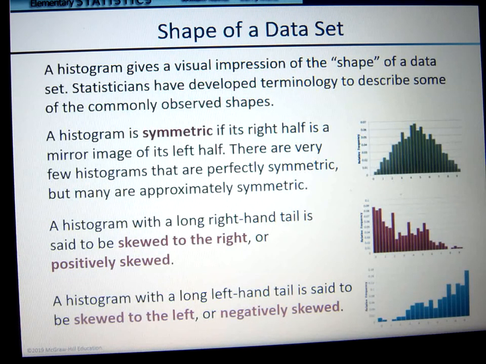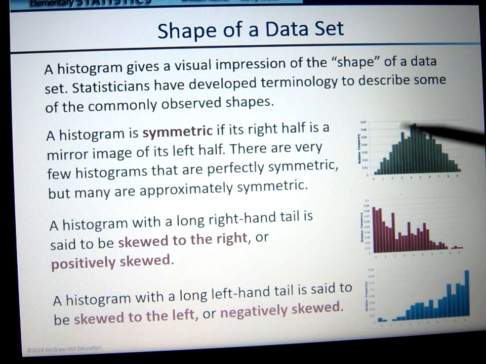It is symmetric if it pretty much can be split down the middle and it looks symmetric, like a mirror image from left to right. Now, you're rarely going to have something that's perfectly symmetric, so you want to say that it's approximately symmetric. So a histogram is symmetric if pretty much it looks like it's mirrored from the left to right. You don't have to worry about it being perfect. It can be approximately symmetric and still called symmetric when we're talking about histograms.